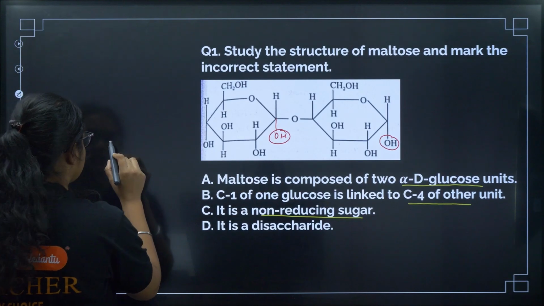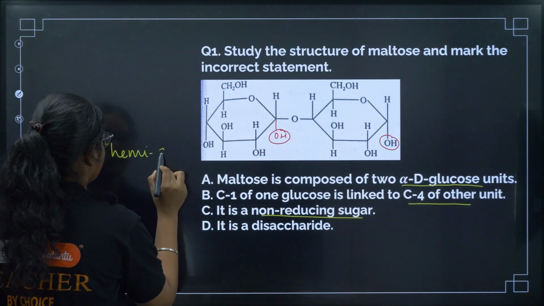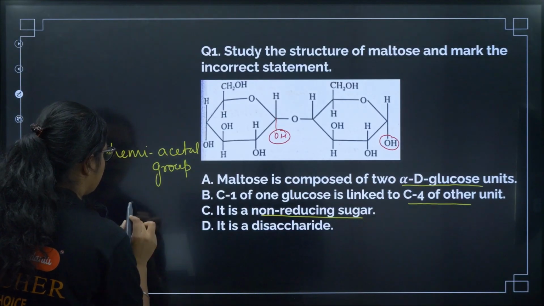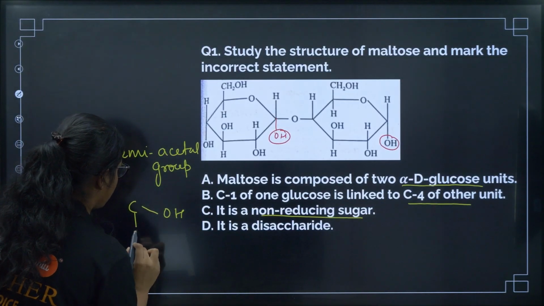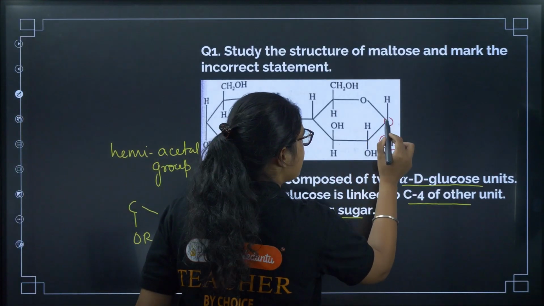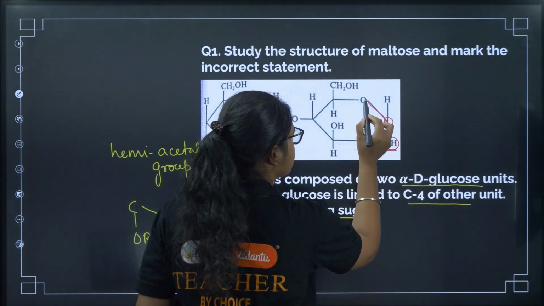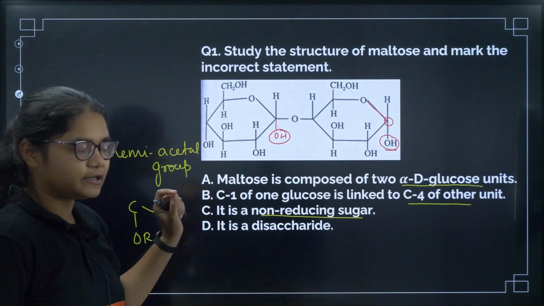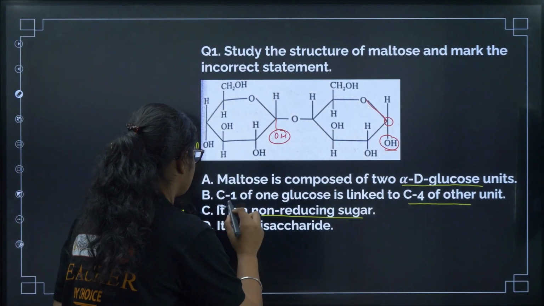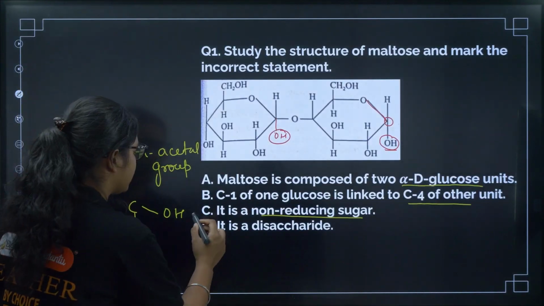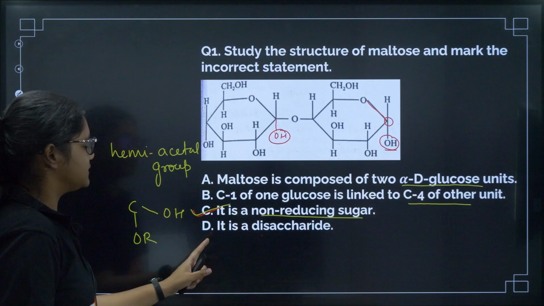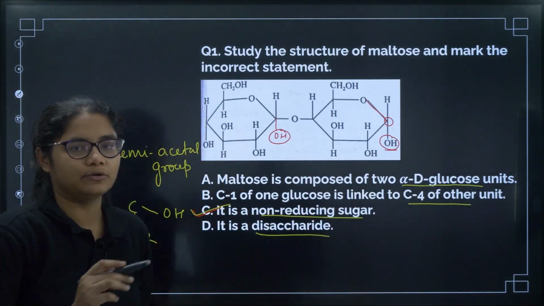You have to remember, if there is any hemiacetal group, then it will be a reducing sugar. Hemiacetal group means it should have OH and OR group, right? Now if you see in this structure, this carbon has one OH group and on the other side it has OR group. So it is a hemiacetal group, so it will be a reducing sugar. So the incorrect statement for this one is option number C. And you can also see it is a disaccharide because 2 monomer units are there.